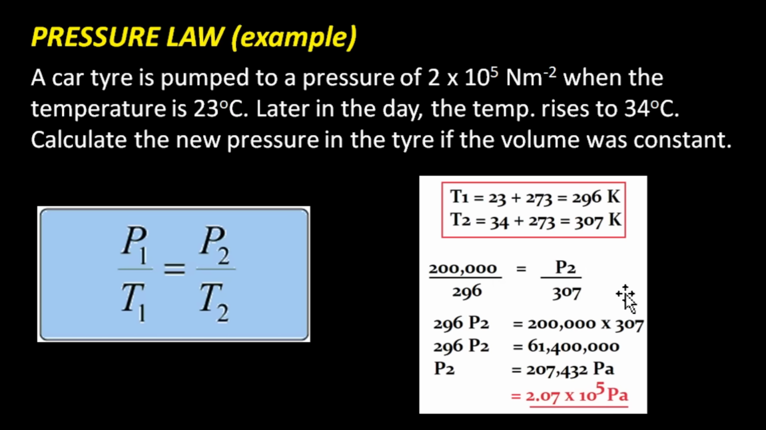Feel free to work it out yourself, but when you cross multiply, you're going to get 296 P2 is equal to 200,000 times 307. In the end, P2 is going to be 207,432, which you can put in standard form as 2.07 by 10 to the power 5 pascals. Once again, we have seen an increase in temperature, which would lead to an increase in pressure.